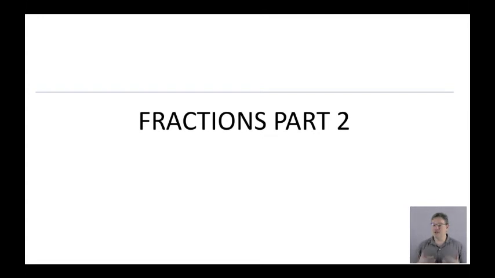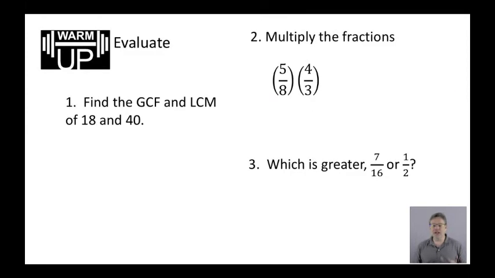But first I'm going to have you start off with some warm-up problems from last time. First I'm going to have you find the greatest common factor and the least common multiple of 18 and 40. Second, I'm going to have you multiply the fractions 5/8 and 4/3. And lastly, find out which fraction is greater, 7/16 or 1/2. Take some time to do that now.